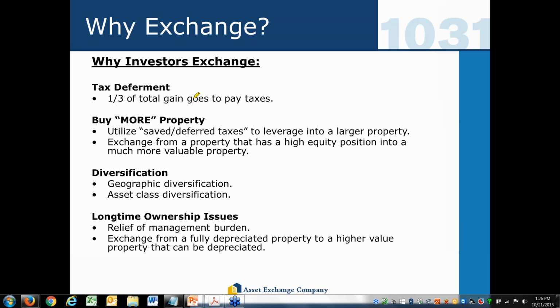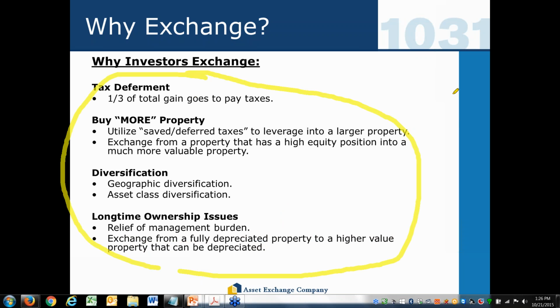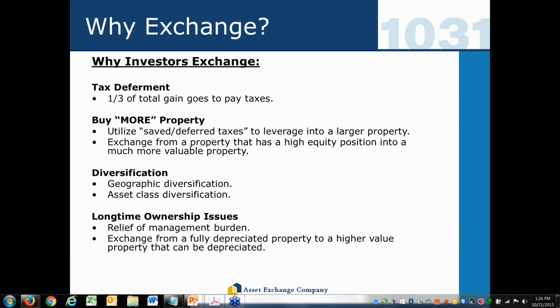So I have done thousands of exchanges over the last 15 years, and the reasons why my clients exchange typically fall into one of these categories. So use that knowledge to go have good, thoughtful conversations with your clients about possibly listing their property with you and doing a 1031 exchange.